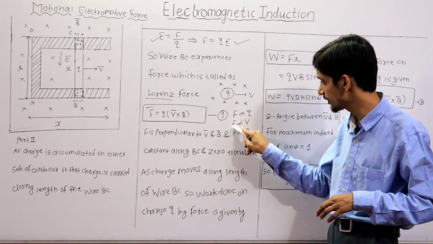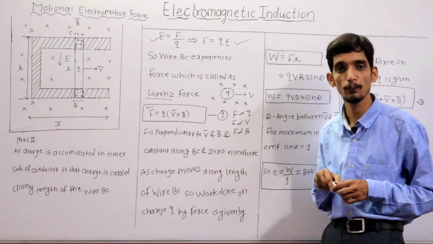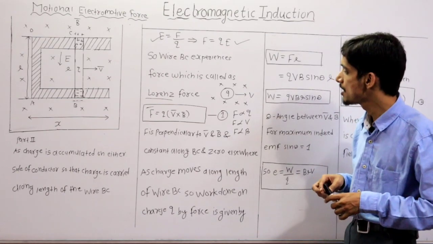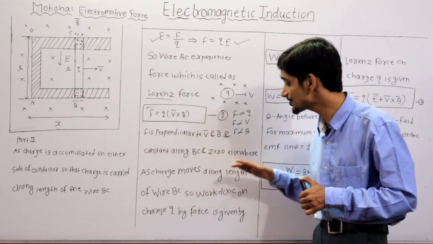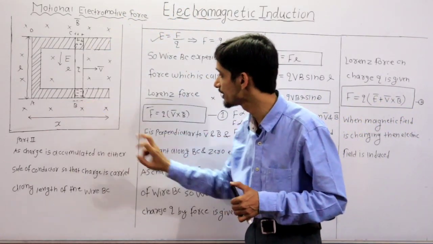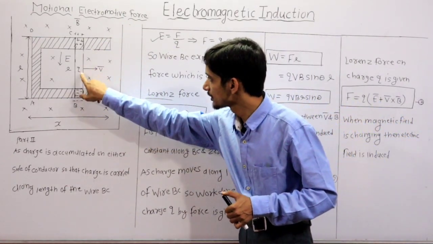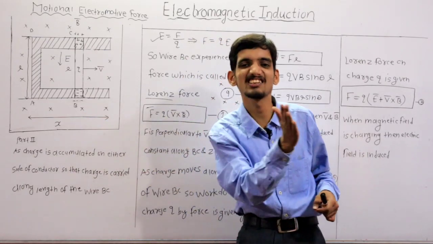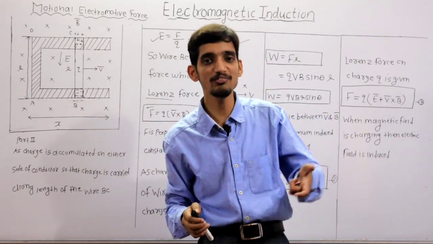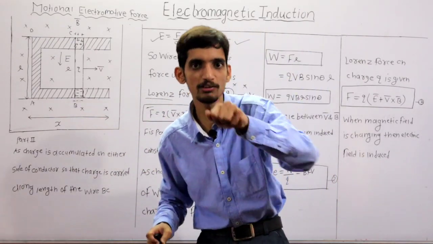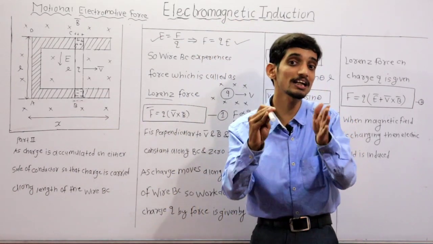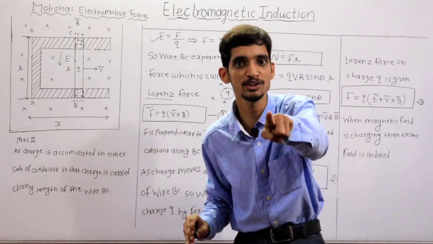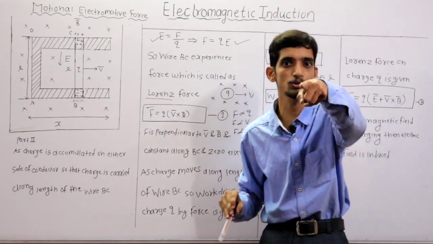F is proportional to Q, F is proportional to V, F is proportional to B, and in which we are getting QVB. Now, as the charge is moving along the length of the wire, because the conductor is in motion, definitely work is done on that particular charge, and that work has to be done by the force, which is the Lorentz force. So that work we have to now calculate.